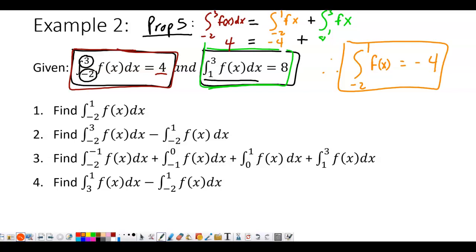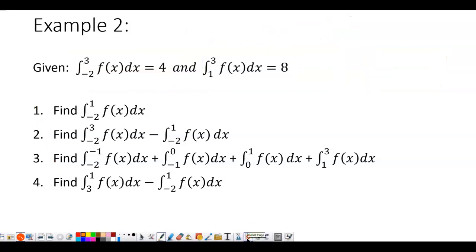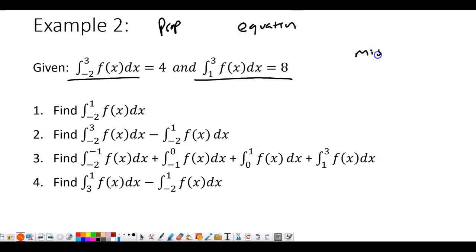So I'm actually going to skip these for now, and I want you guys to do the same thing on the student practice I've got coming up. So let's review. What did I do here first? First of all, I took these two things and I applied property 5 to it to create an equation. Then I used that equation to find the missing piece. Once I had that missing piece, then we can go ahead and start answering the rest of these questions, all right?